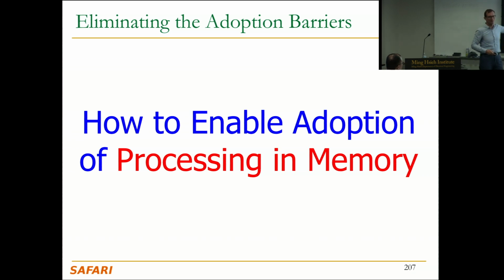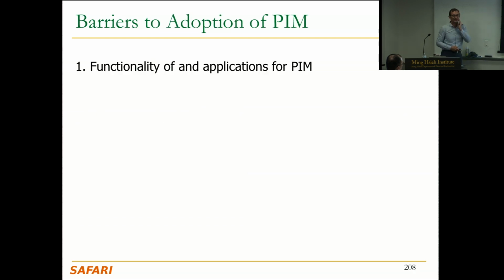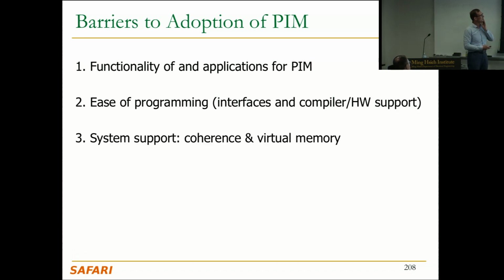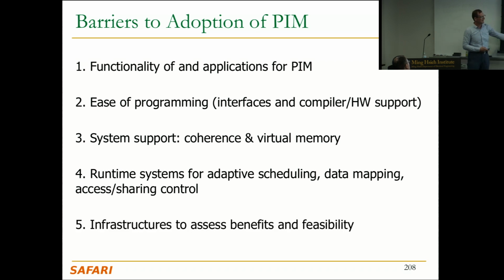And I believe processing in memory is no different from that. We need to essentially develop mechanisms to enable it. And I think there are a bunch of barriers to adoption, like applications, functionality, programming, interfaces, compiler and hardware support, system support, runtime systems, infrastructures. There's a lot over here.